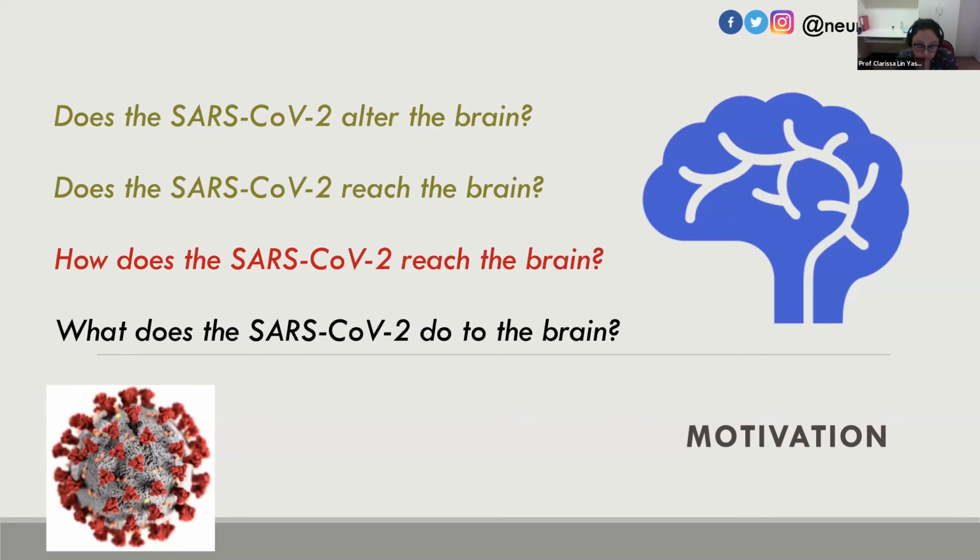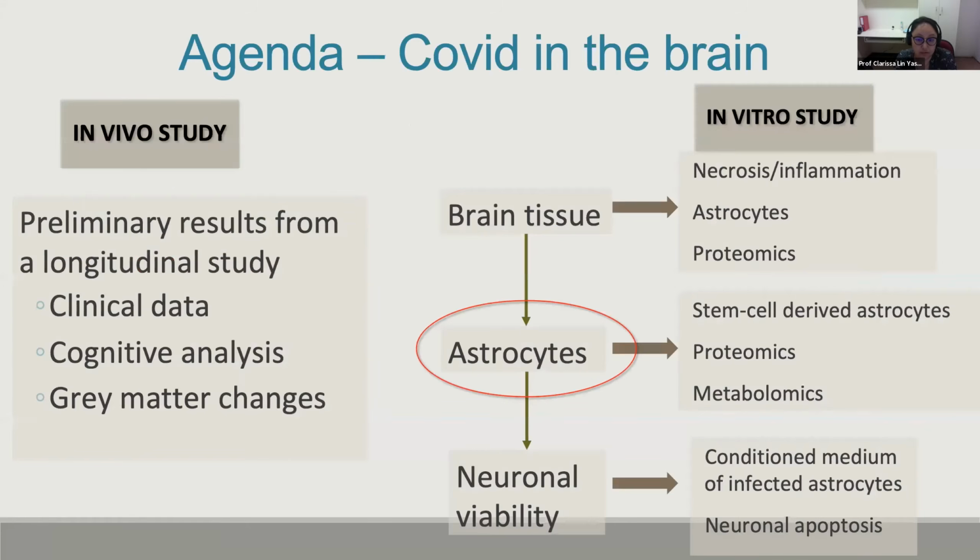Again, we don't know how the virus entered the brain exactly, and then we will continue to investigate what was happening in the brain. Because most of the evidence was pointing to the astrocytes, we decided to look deeper into the astrocytes' role in this pathogenic process. And now I'll be talking about this.